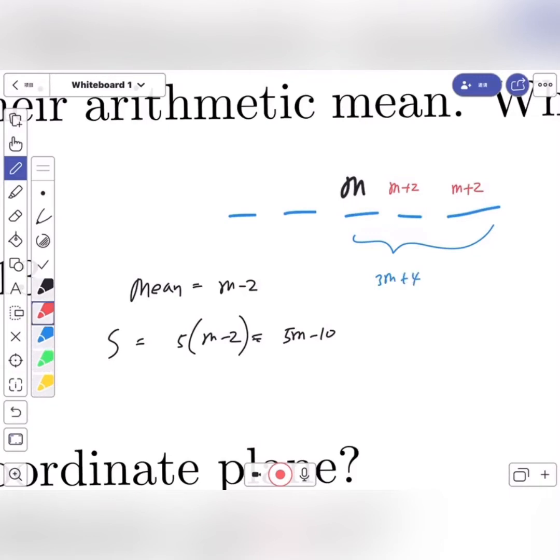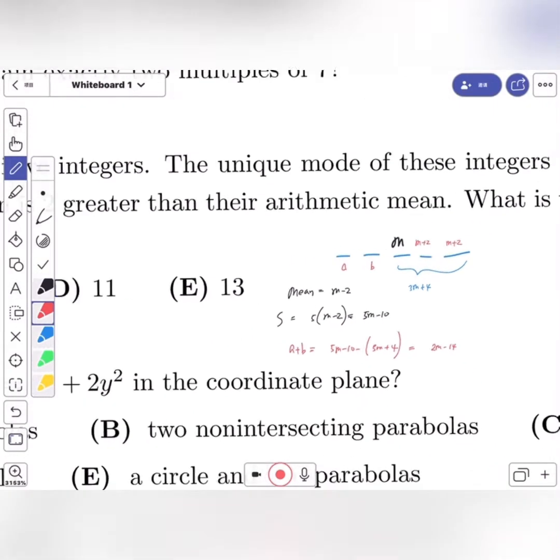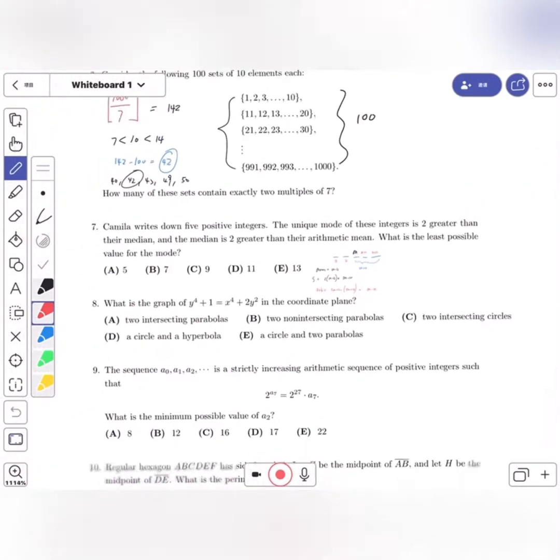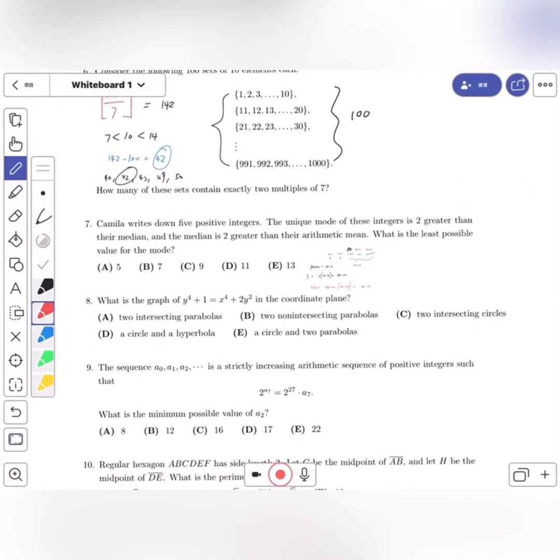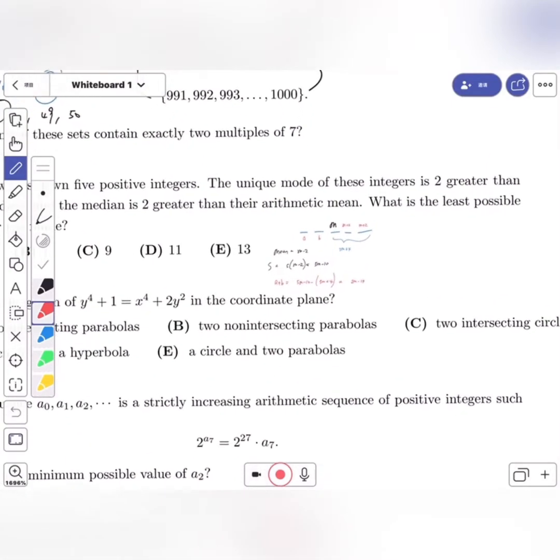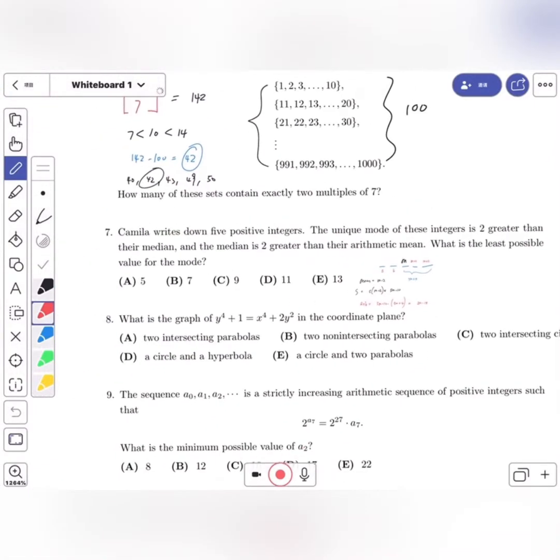So basically, let's say that this number is a, this number is b. Then we know that a plus b is equal to 5m minus 10 minus (3m plus 4), which just gives us 2m minus 14. Okay. So basically we want to find the least positive value of m, or the mode.